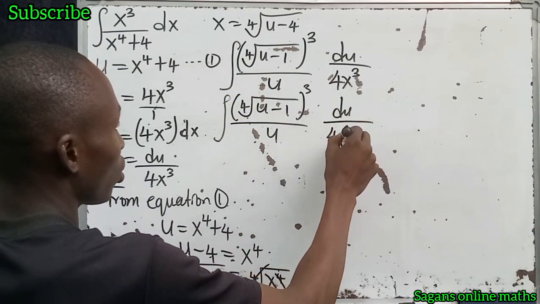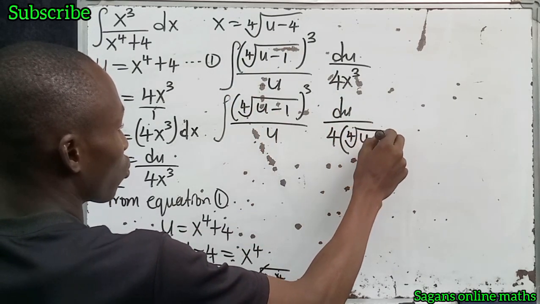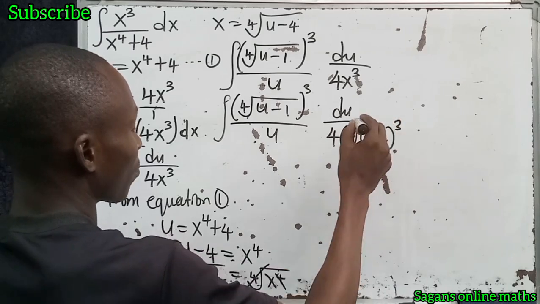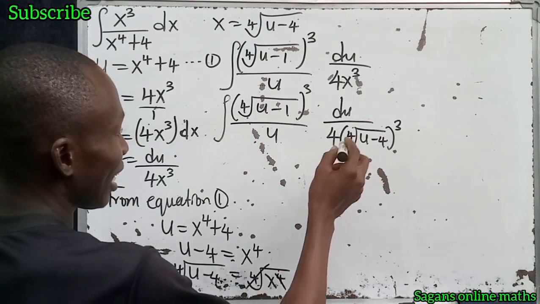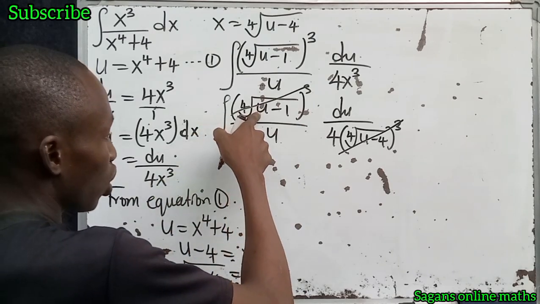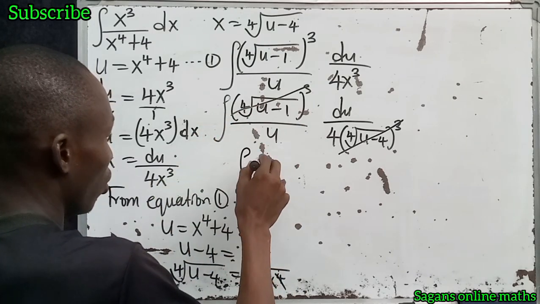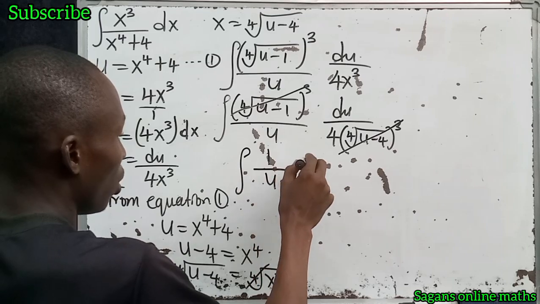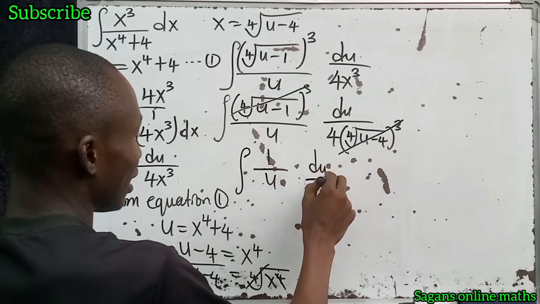and x is what? X is the fourth root of u minus 4 all to the power of 3. Wow. Now you can see that this will cancel out this, right? Since this by itself is just 1, so now this is the integral of 1 divided by u multiplied by the u divided by 4.